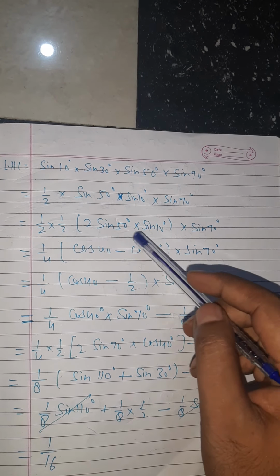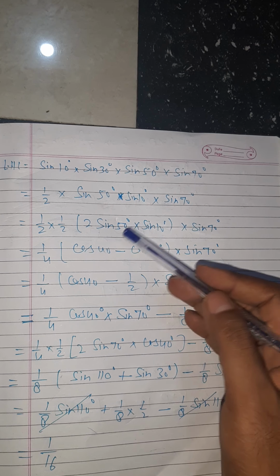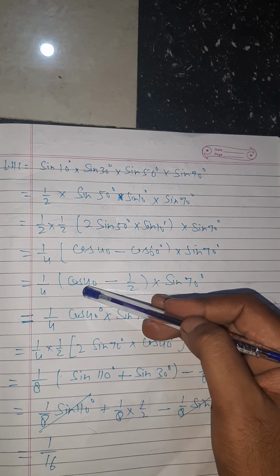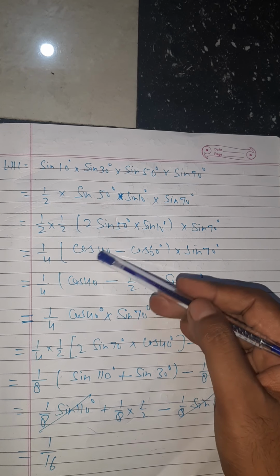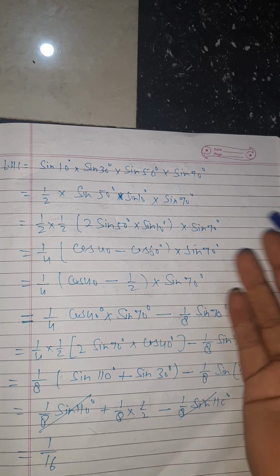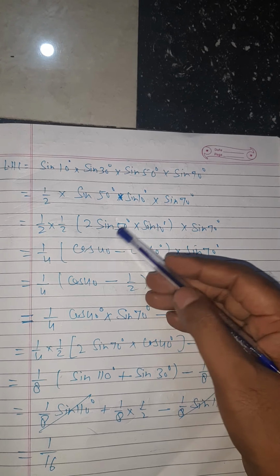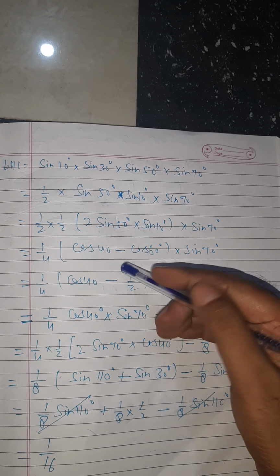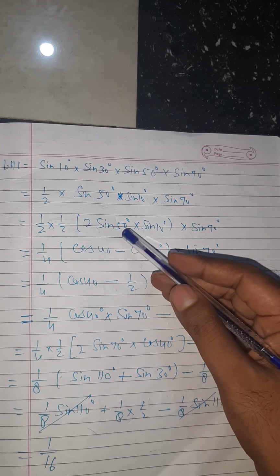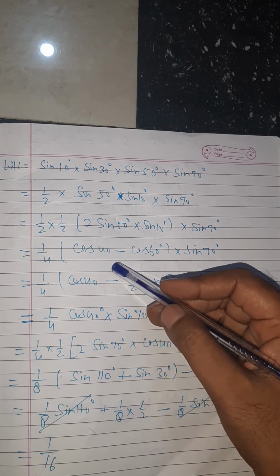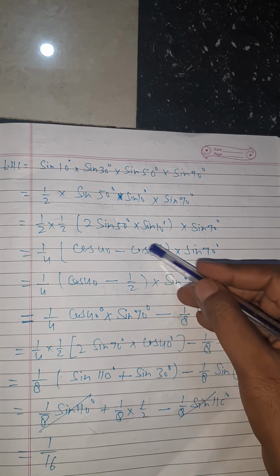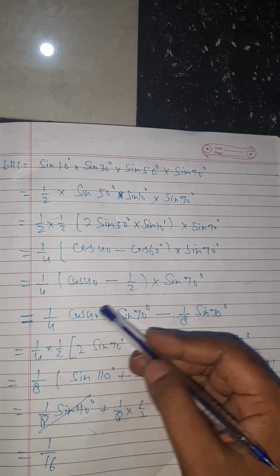If I keep first sin 10 degree and sin 50 degree, only one change would come: cos of minus 40 degree, and cos of minus 40 degree is again cos 40 degree. So there is no problem. But generally it is suggested to take the greater angle first. Otherwise it doesn't matter whether you take the bigger one or the lesser one first. So 2 sin A sin B is cos A minus B minus cos A plus B. Again you are seeing that cos 60 degrees is 1 by 2.